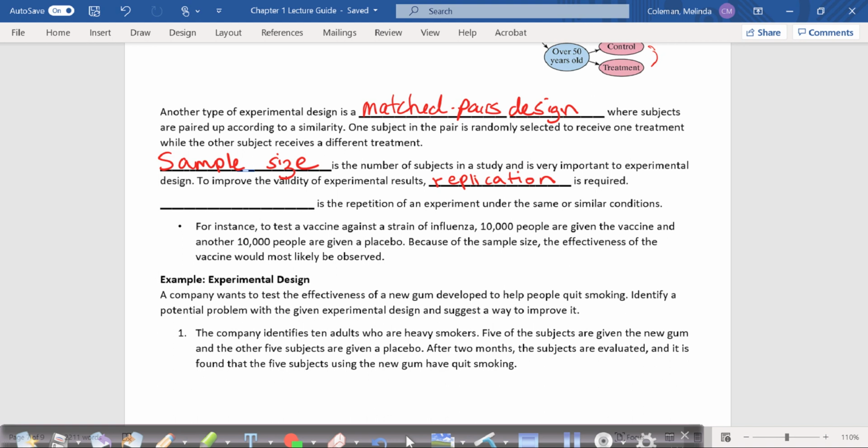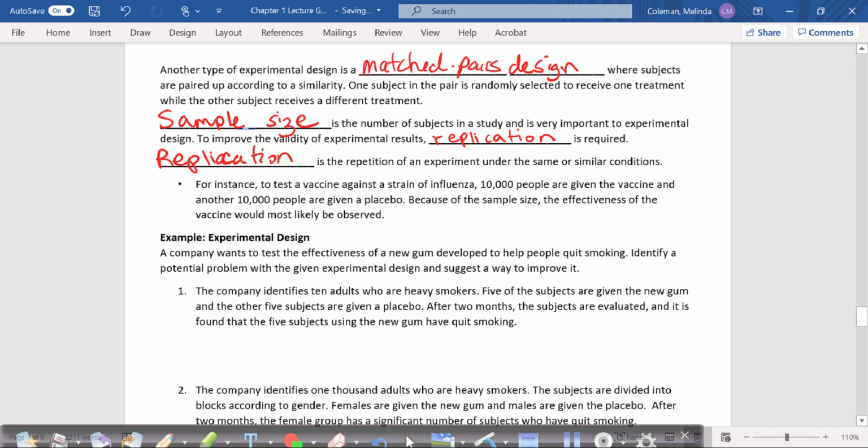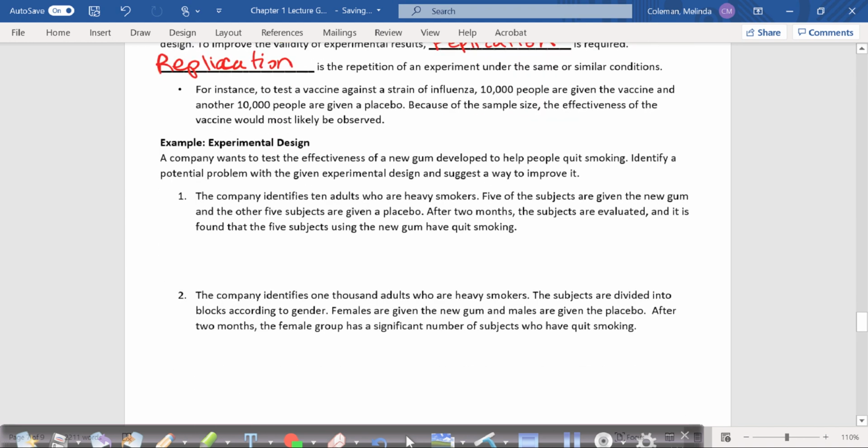Replication, of course, is just repeating the experiment on several groups of people or several times. So, for instance, to test a vaccine against a strain of influenza, 10,000 people are given the vaccine and another 10,000 are given the placebo. With that sample size, the effectiveness of the vaccine would most likely be observed. And so, again, we want to have enough people that we can find whether or not it's really effective. And so if we did that and decided that 10,000 people weren't enough, we could replicate it again and do another 10,000 people in the next one.